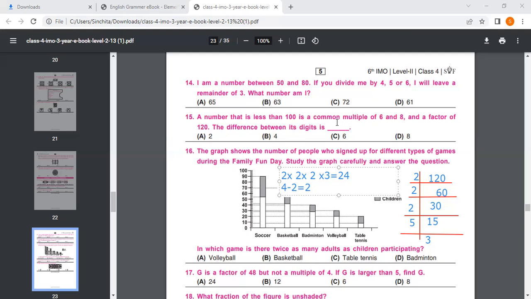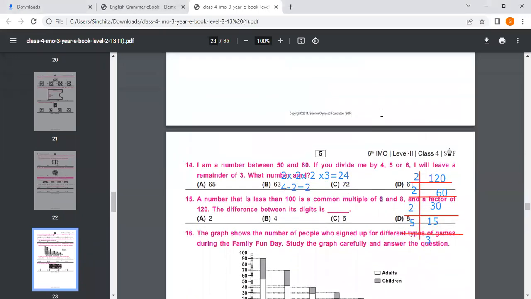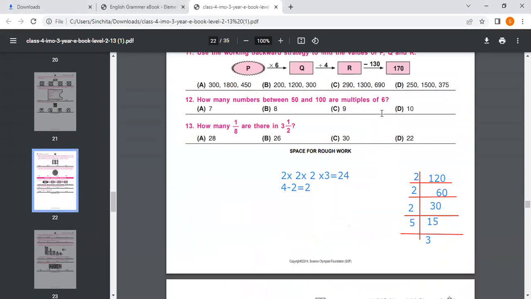Then what we have in number 15? A number that is less than 100 is a common multiple of 6 and 8. This I have already explained. So let's go to the previous sum. I missed the recording, so I am doing it again. How many 1 by 8 are there in 3 whole 1 by 2? This I already told you all that the LCM will come out to be 8.